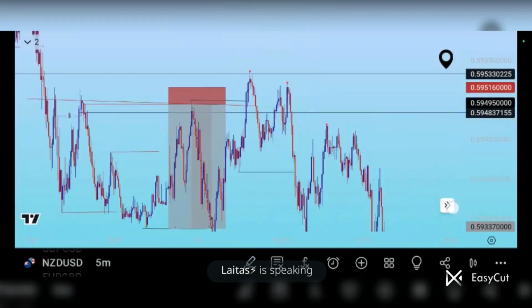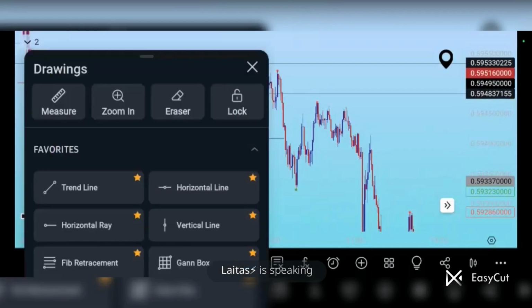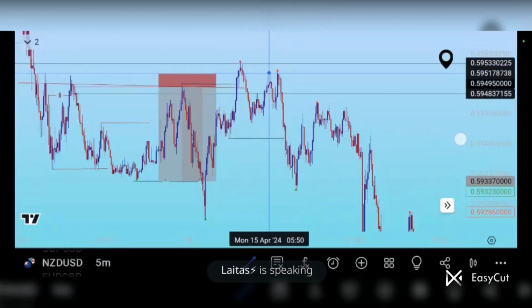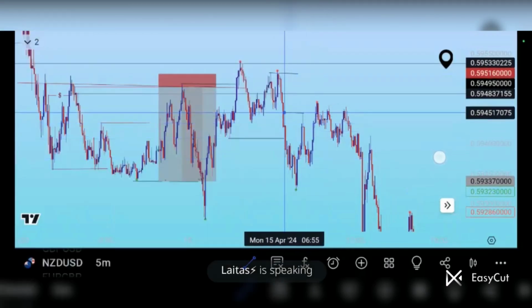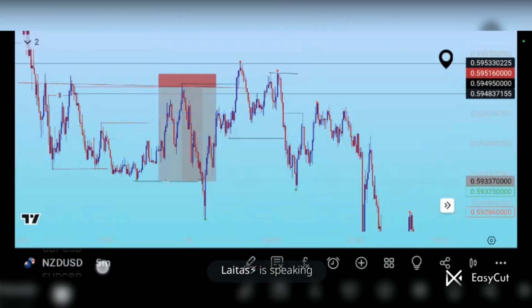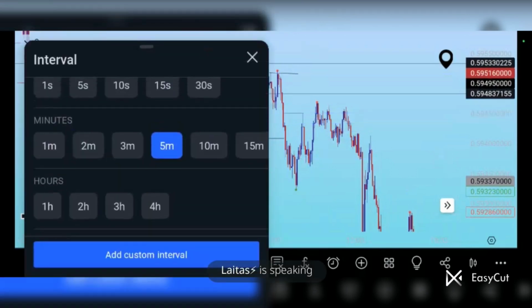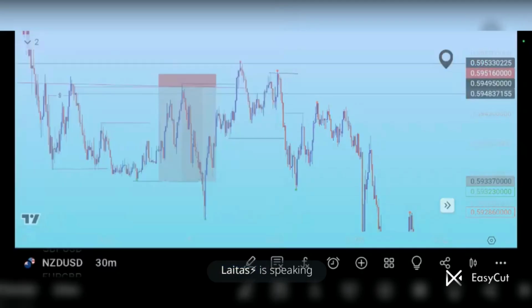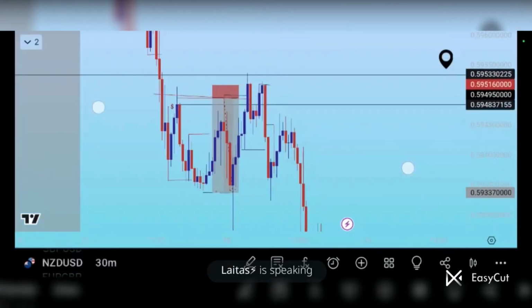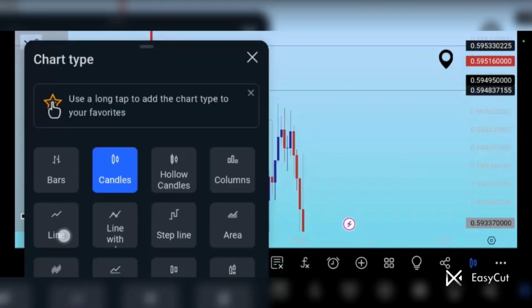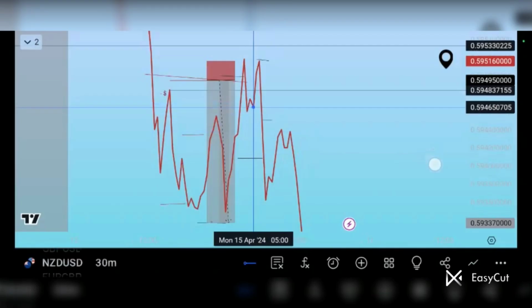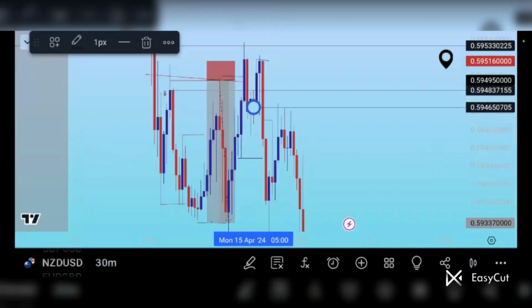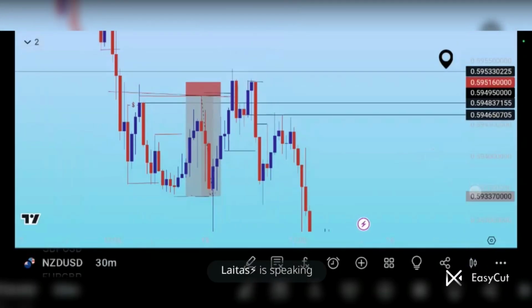Then we have a sweep here. We have a new range. A sweep here. Then we have this self-inducement. Then after that, let me go to M30. So we have this entry here.